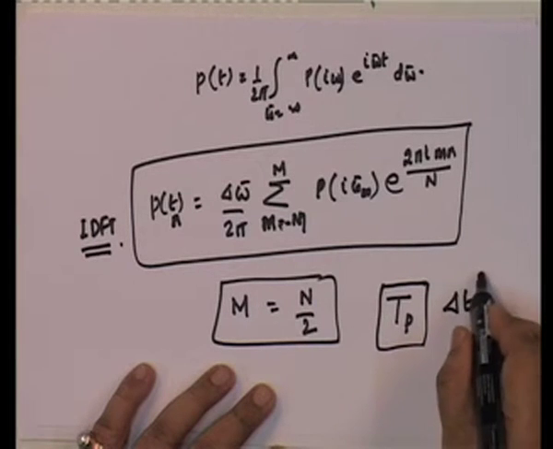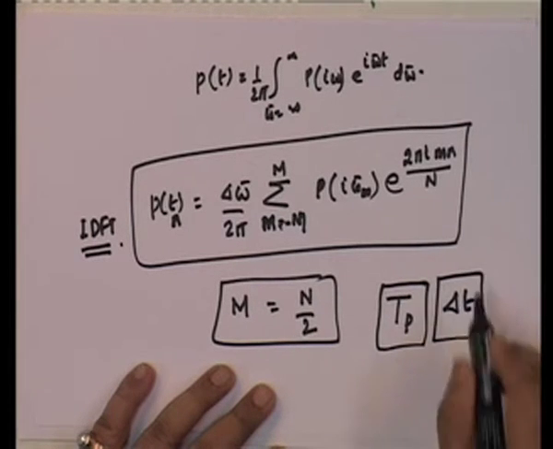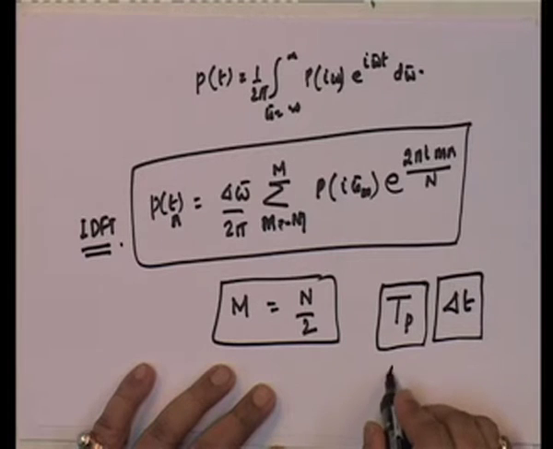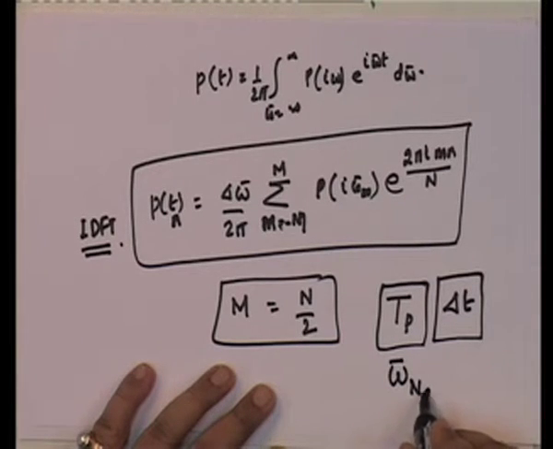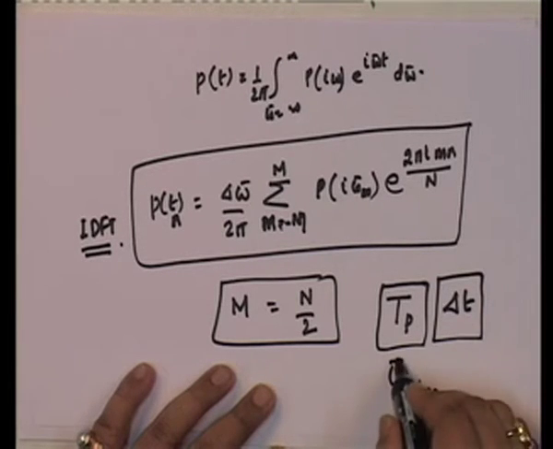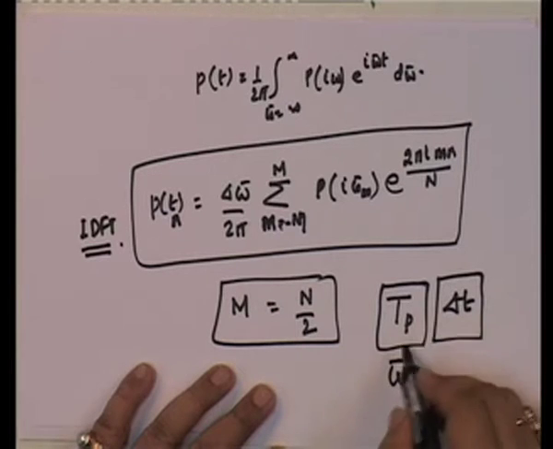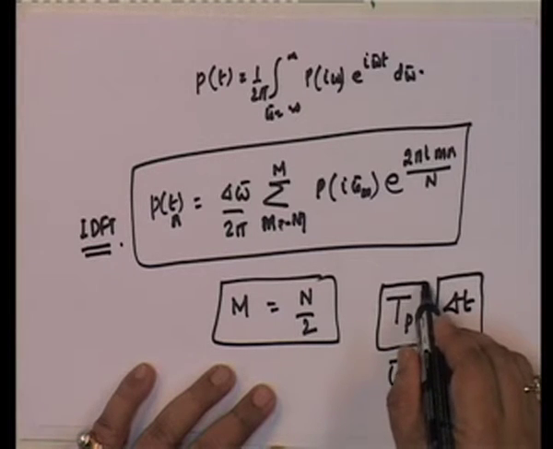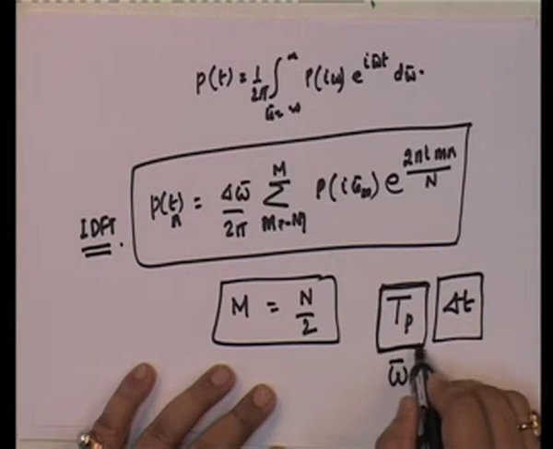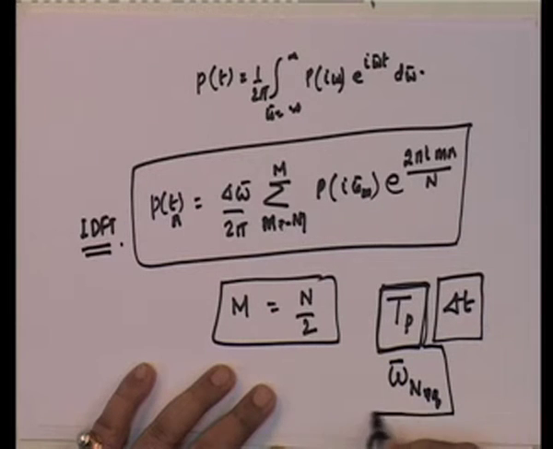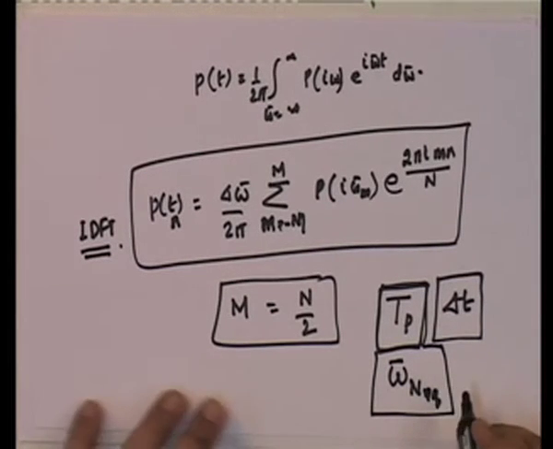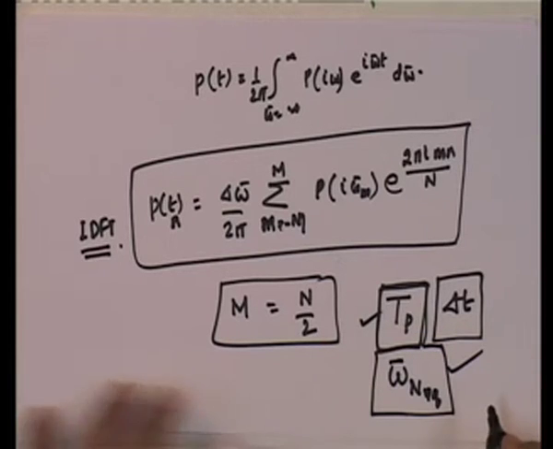delta t and omega bar, Nyquist. Actually, delta t is not in your hand, it is T p and these, which are typically the design parameters.